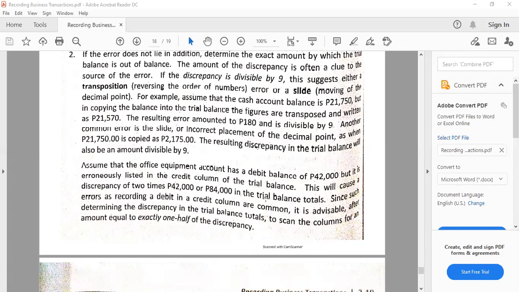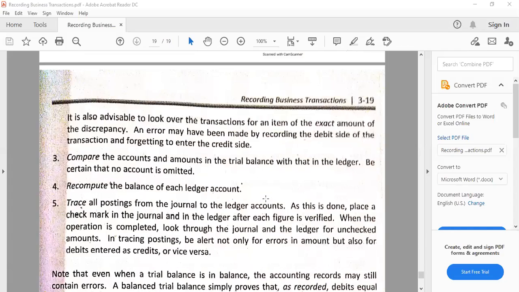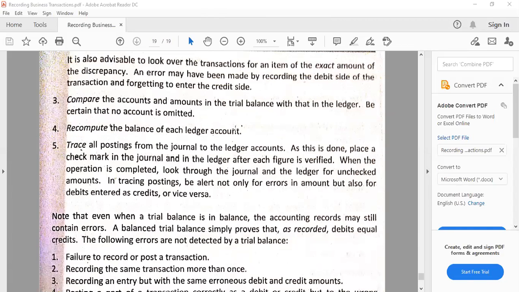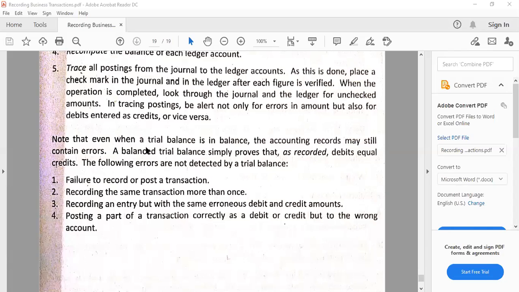Okay, so that's what we can do for number 2. Then it's also advisable to look over the transactions for an item of the exact amount of the discrepancy, as said a while ago. Then number 3, make sure that no account is omitted. Number 4, recompute the balance of each ledger account. 3 and 4 done. 5, trace all postings from the journal to the ledger accounts. This is also done. All right.